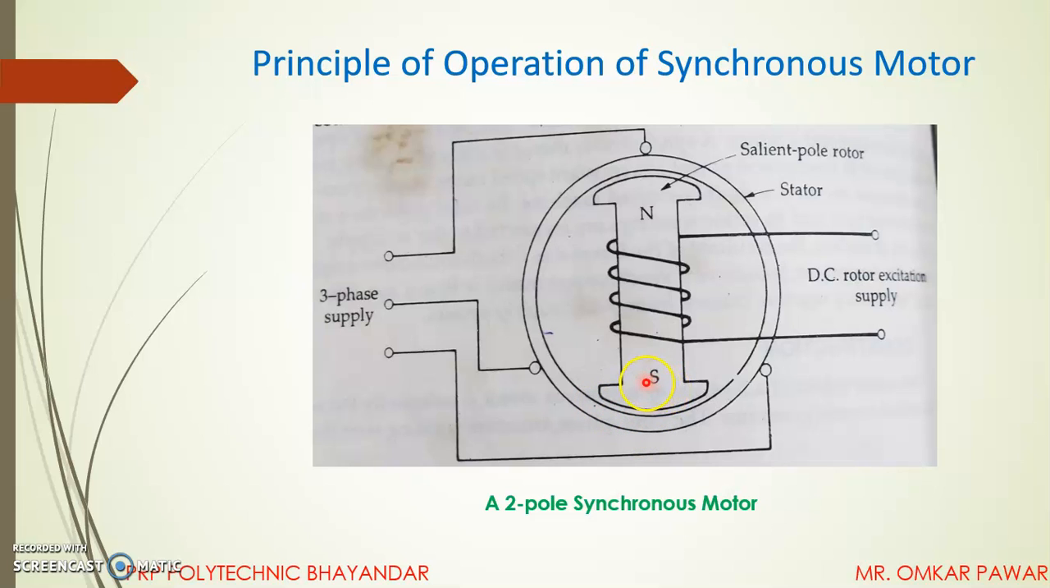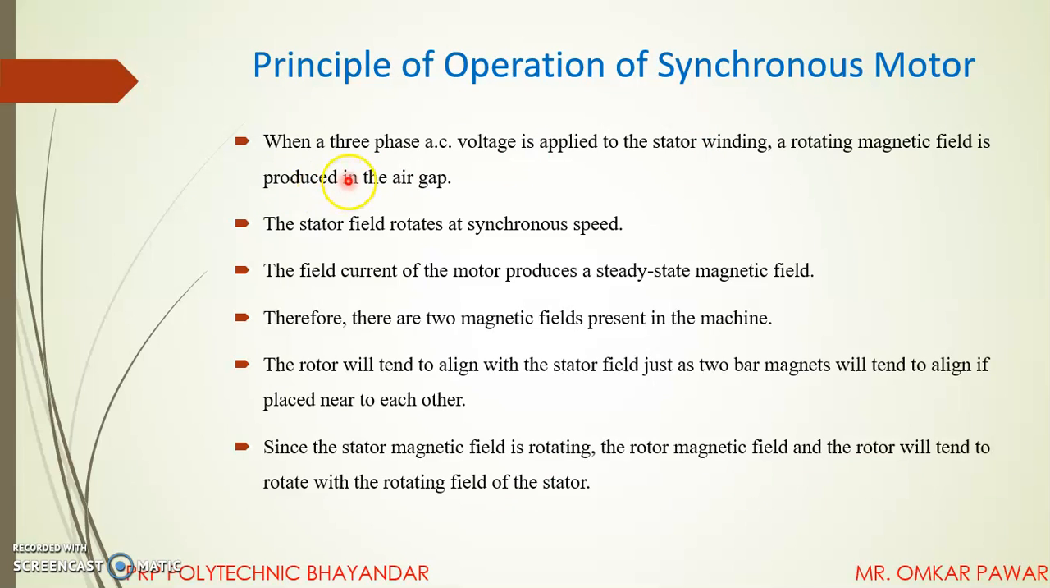So the rotor of this type of motor rotates at synchronous speed, and that is why we call it a synchronous motor. When three-phase AC voltage is applied to the stator winding, a rotating magnetic field is produced in the air gap. The stator field rotates at synchronous speed. The field current of the motor produces a steady-state magnetic field. Therefore, there are two magnetic fields present in the machine, the stator field and the rotor field.